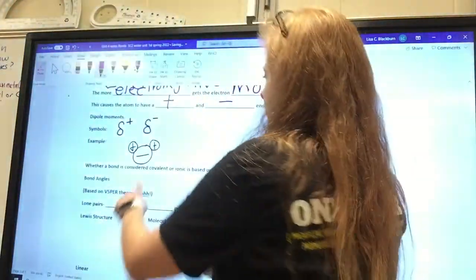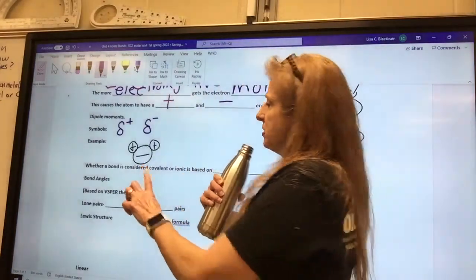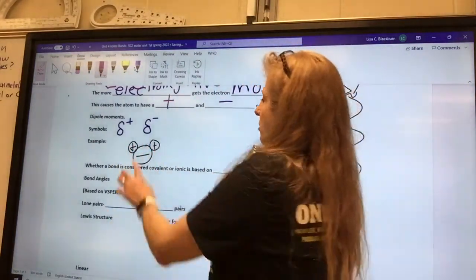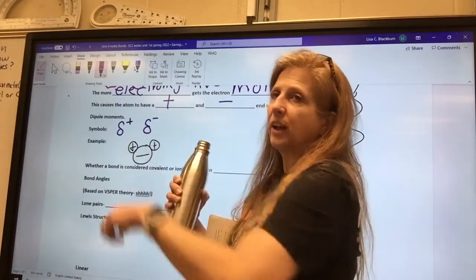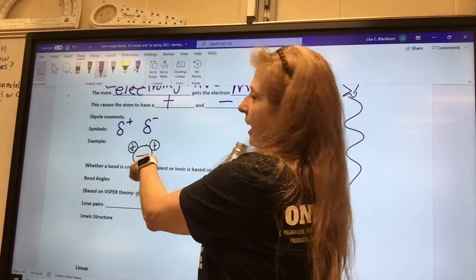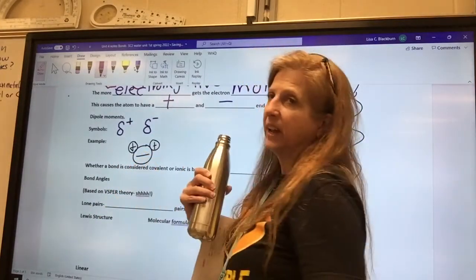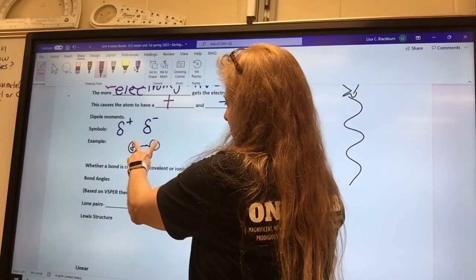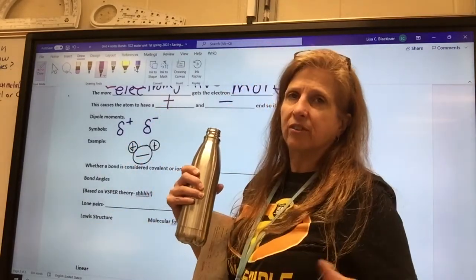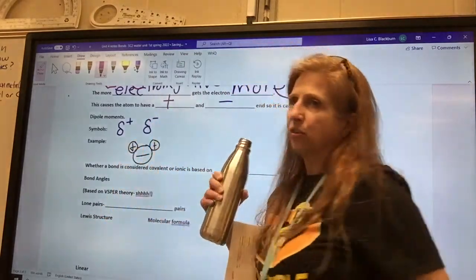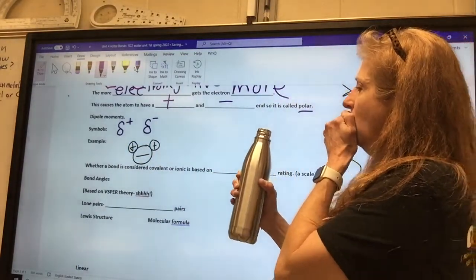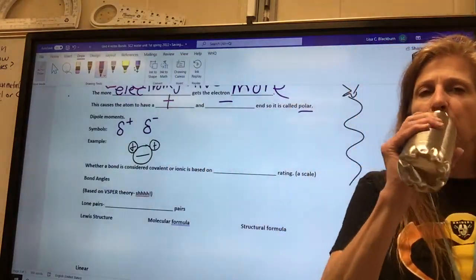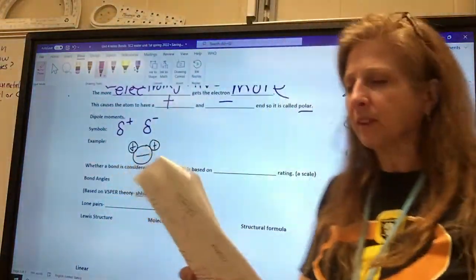Okay, oxygen is the big molecule. Oxygen is bigger than hydrogen. Water is H2O. The oxygen is more electronegative, so it keeps the electrons more, giving it a partial negative charge. The hydrogens don't get the electrons as much, so they end up with a partial positive charge. It is a polar molecule. We're going to talk more about that at the end of the unit. Any questions about that? Does that make sense to you? Look, you get to learn Greek.